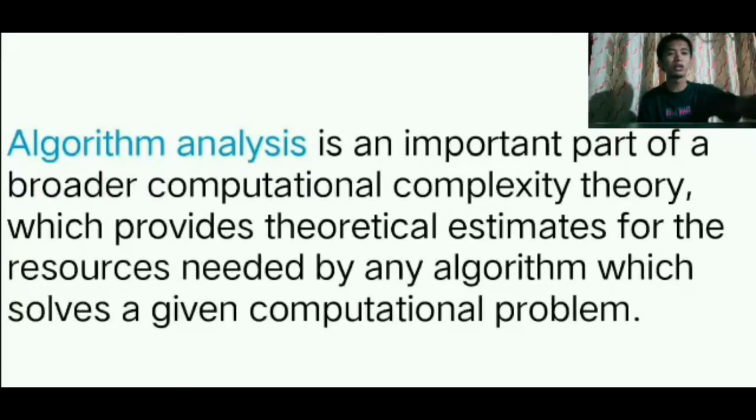Algorithm analysis is an important part of broader computational complexity theory, which provides theoretical estimates for the resources needed by any algorithm which solves a given computational problem. In computer science, the analysis of algorithms is the process of finding the computational complexity of time, storage, or other resources needed to execute them. So, yun po.